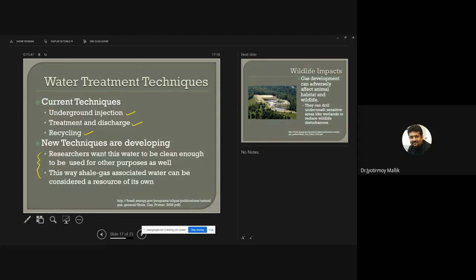So researchers want this water to be clean enough to be used for other purposes as well. So you have to find ways to essentially clean that water. I mean, clean it to such an extent that maybe it can be used as potable water as well. This way, shale gas and associated water can be considered as a resource of its own. So the water that gets contaminated, if you can find a way to get rid of the contaminant, can be used as a resource too.